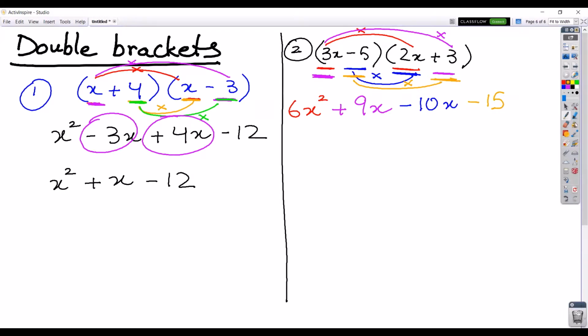Once we have all the terms, we're going to do the last step of expanding brackets, which is simplification. To simplify it, as we don't have anything else with x squared, this 6x squared would stay the same. We have two x terms, which are plus 9x and minus 10x. So when you do plus 9x minus 10x, it will give minus x. And the last term would stay the same, which is minus 15.